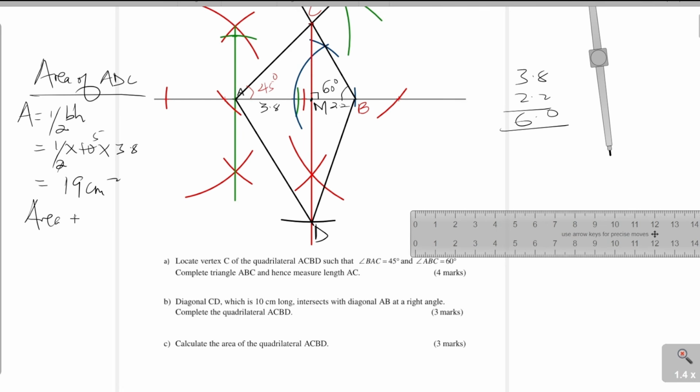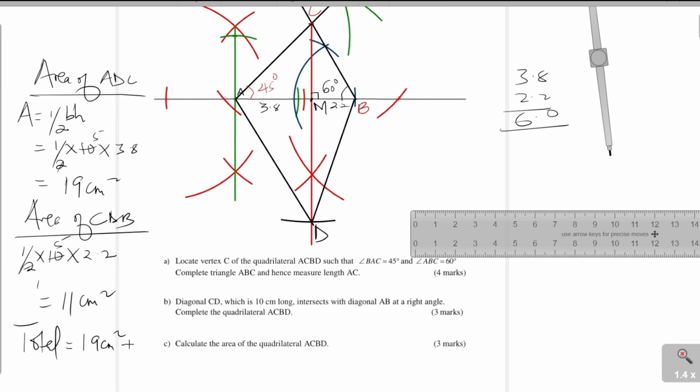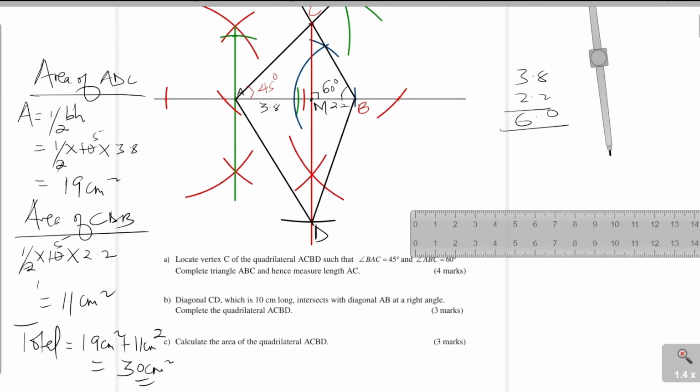Then now we get the area of triangle CDB. Again, it will be a half times the base. The base is the same, CD, which is 10, times the height. The height now will change. The height will be this. This is the perpendicular height, which is 2.2. So half of 10 is 5, and 2.2 times 5 gives 11 centimeters squared. So the total area will be 19 centimeters squared plus 11 centimeters squared, and this will give 30 centimeters squared. That is how you're supposed to solve that question.